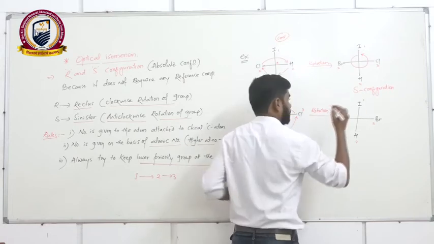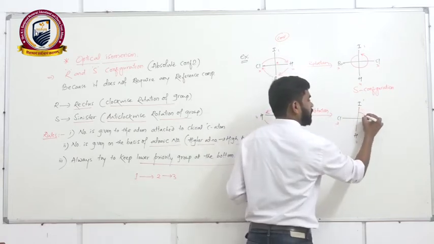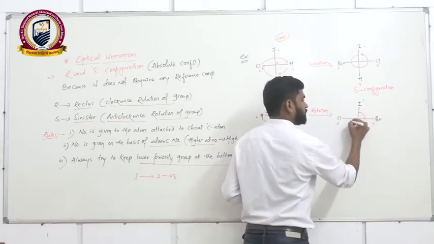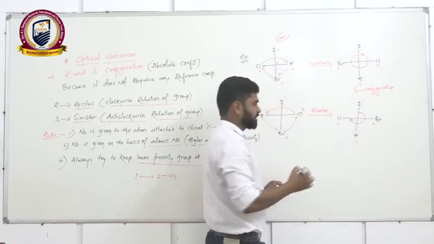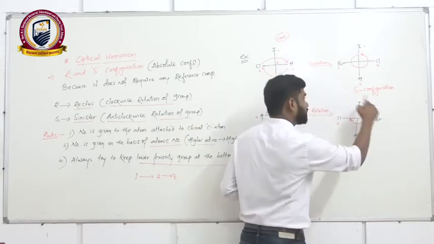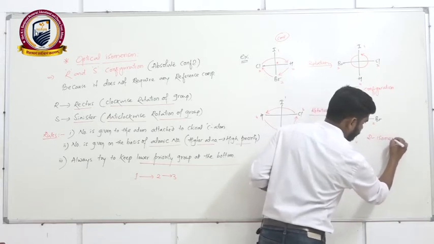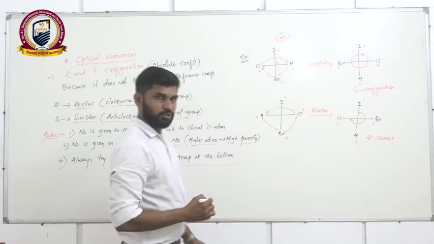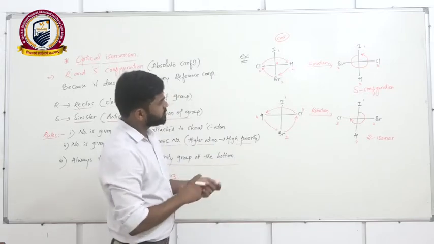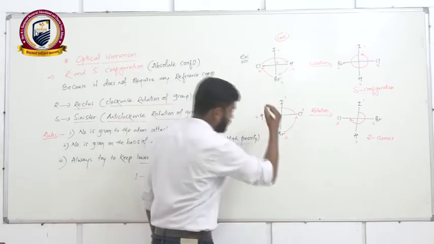1, 2, 3. Therefore the rotation will be 1, 2, and then 3. Therefore what type of rotation is it? Clockwise rotation. Therefore this is called what? R isomer. This is called what? R isomer. Right. So let us go for one more compound, the same compound.